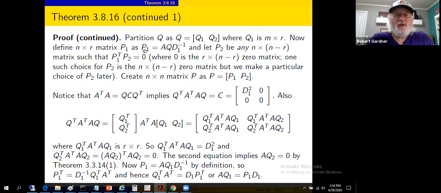P1, we define P1 up here as AQ1 D1 inverse. So if we transpose P1, we'll transpose this product. Okay, we'll take D1 inverse and transpose it. D1 inverse, that's a diagonal matrix. So it's symmetric, so I don't draw the transpose symbol. It's symmetric, it equals its transpose. We get a Q1 transpose in the middle, and we get an A transpose on the right.